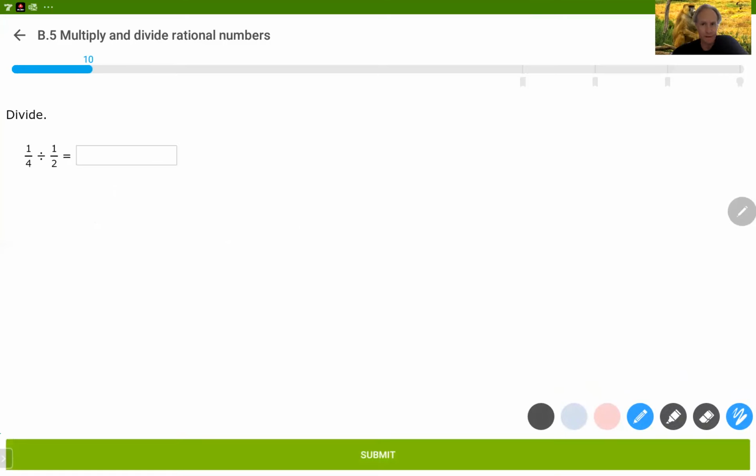And let's see what's next. 1/4 divided by 1/2 is the same as 1/4 times 2/1, which of course is 2/4, or 1/2.